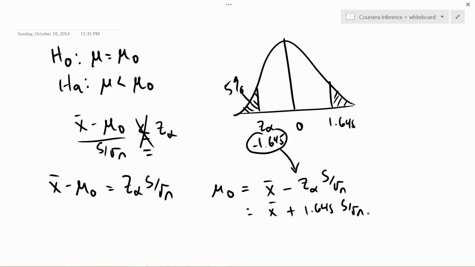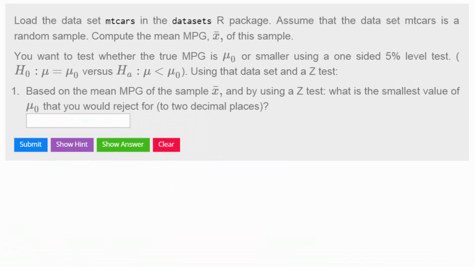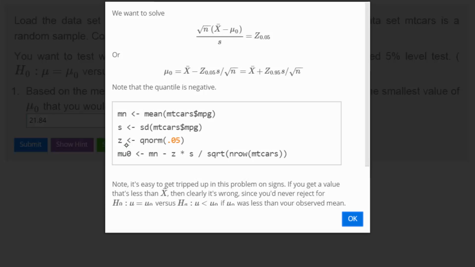Okay, and then let's go back to the problem, and I'm just going to show you the answer here. Basically what you need to do is plug in the numbers, the mean, the standard deviation, 1.645. You can just plug in, or you can grab a much larger decimal expansion of the quantile by using qnorm(0.05), but that's usually unnecessary. And the only confusion here, I think, is messing up the signs, and it's very easy to lose track of your bookkeeping.